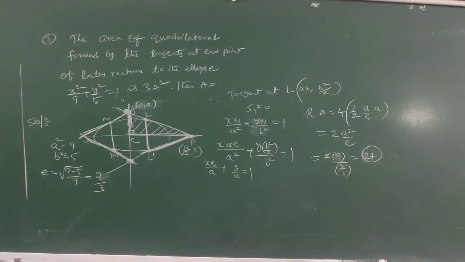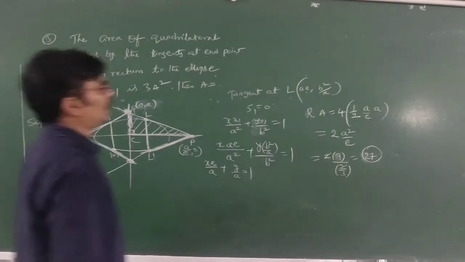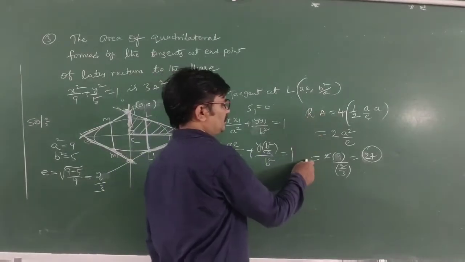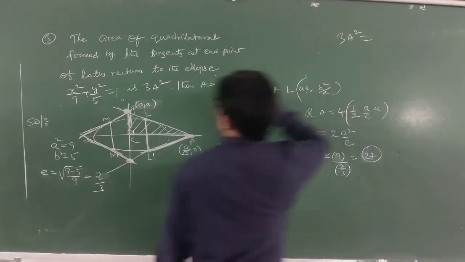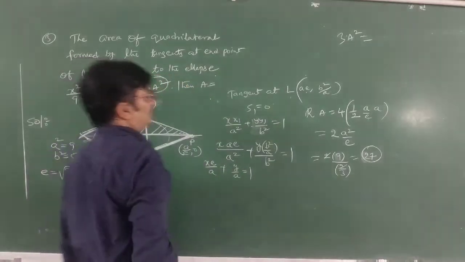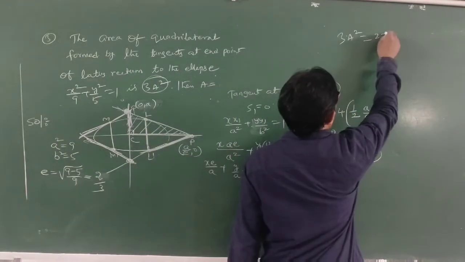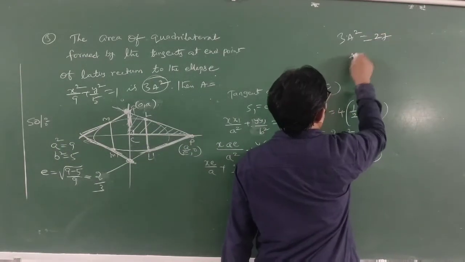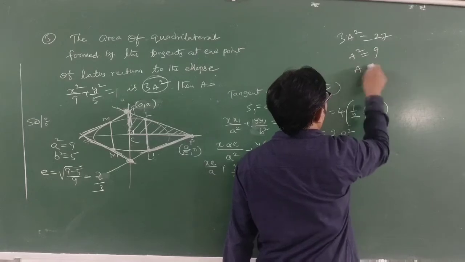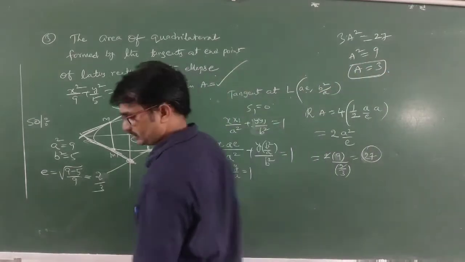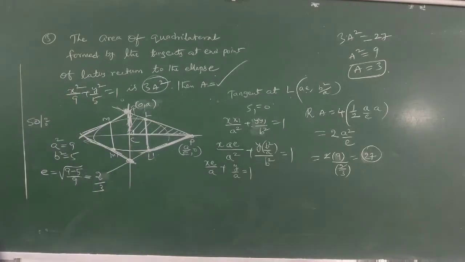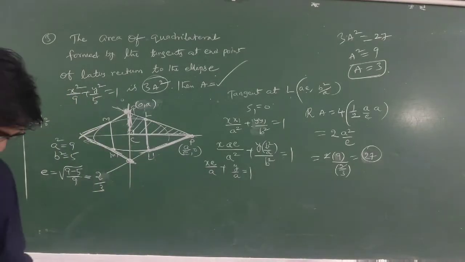But it is given, my dear students, that the required area is 3a square equal to 27, so a square equal to 9, and a is 3. The value of a is 3, students. That is the integer value. Write it down, students.